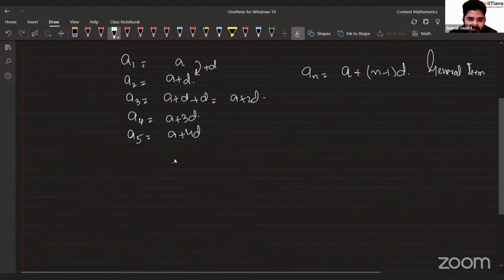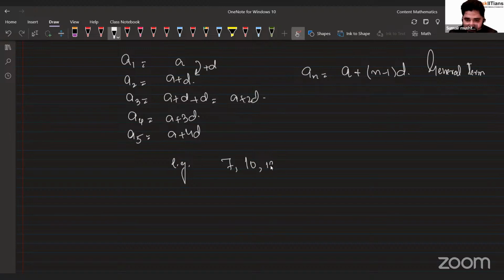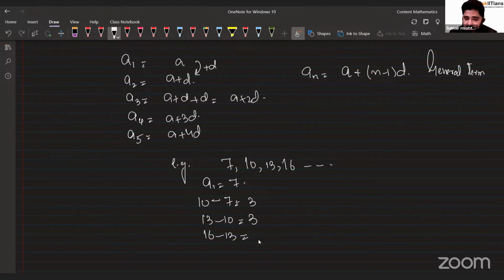Let's have a look at an example: 7, 10, 13, 16, and so on. The first term here is 7. How can we check if it is in AP? 10 minus 7 is 3. 13 minus 10 is also 3. 16 minus 13 is also 3. The common difference is the same every time, so this is an arithmetic progression.